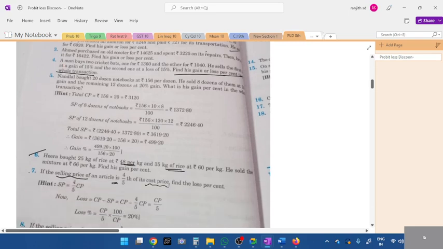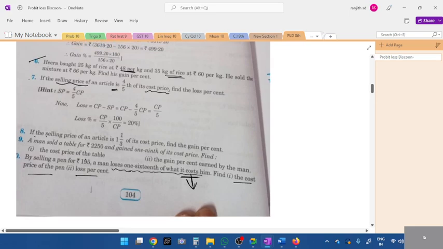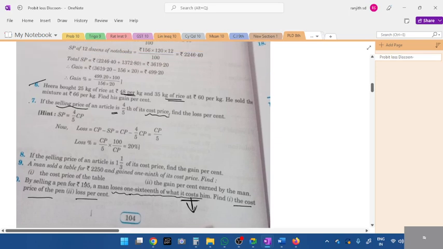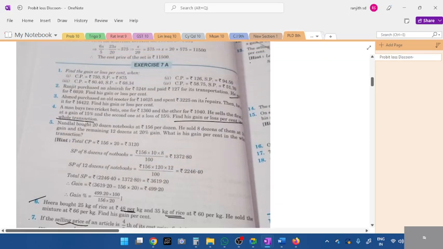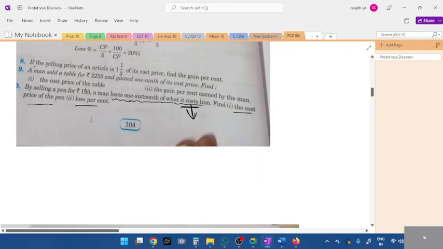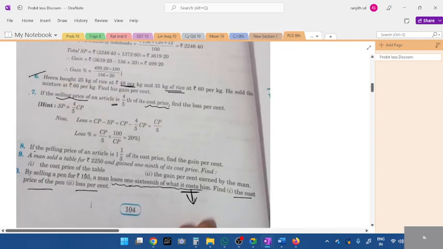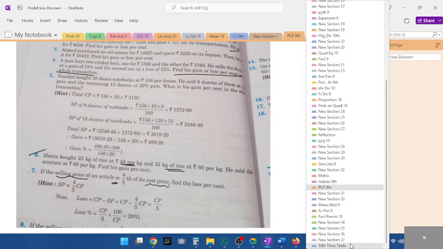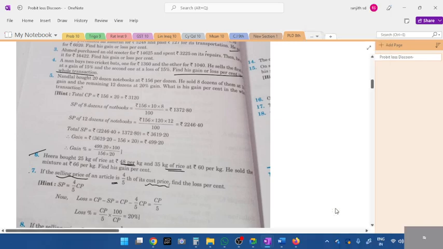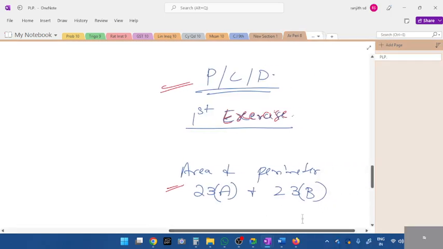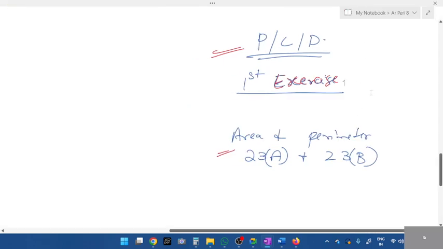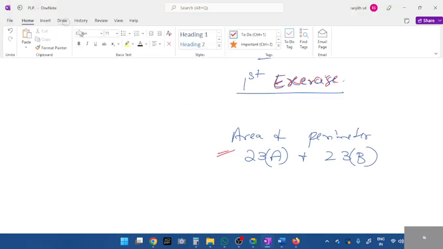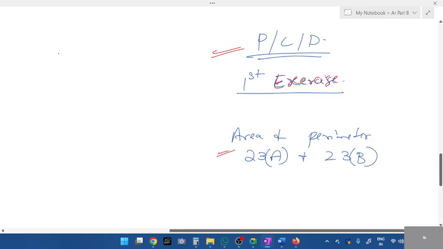Okay. See, even this I'll complete now. 6, 7, 8, 9. How many questions will you have? Only 10, right? 10 questions. Only this first exercise for the test. For tomorrow's test, first exercise. 7B and 7C, 7D, I'll give next week after revision. Okay, so 7A I'll give tomorrow. Then area and perimeter, 23A and 23B.